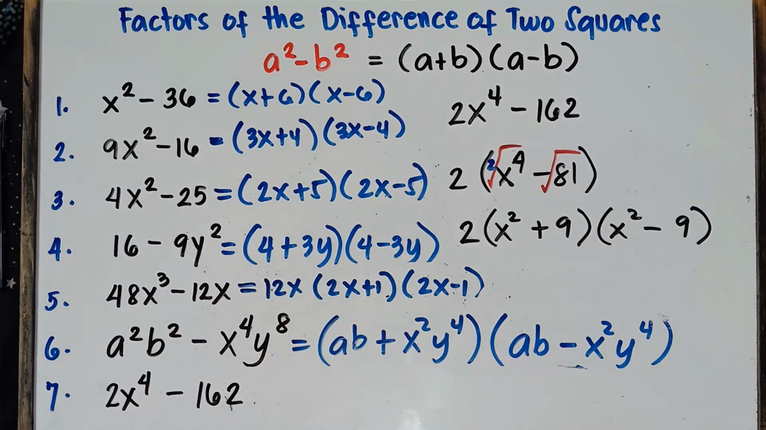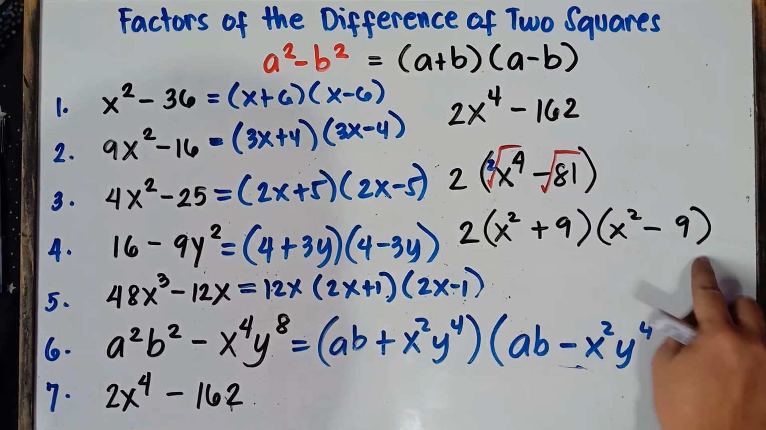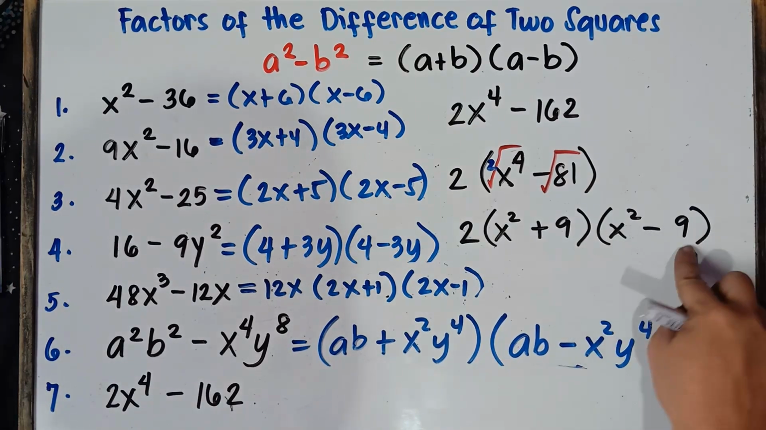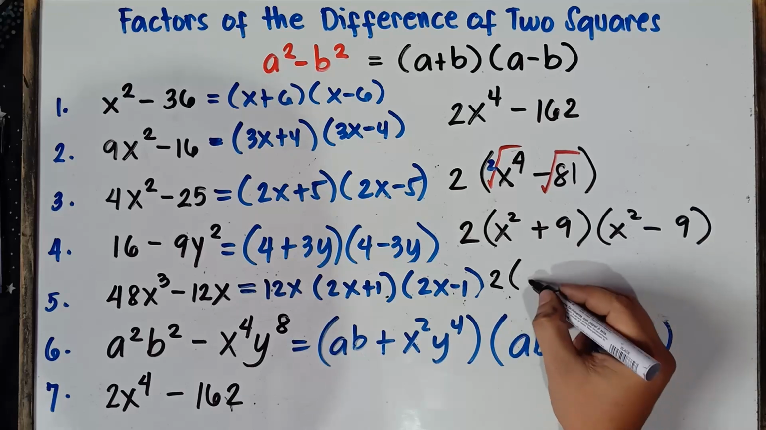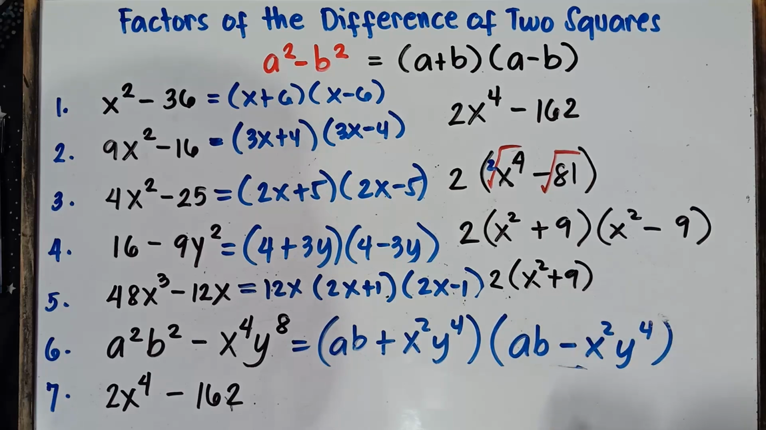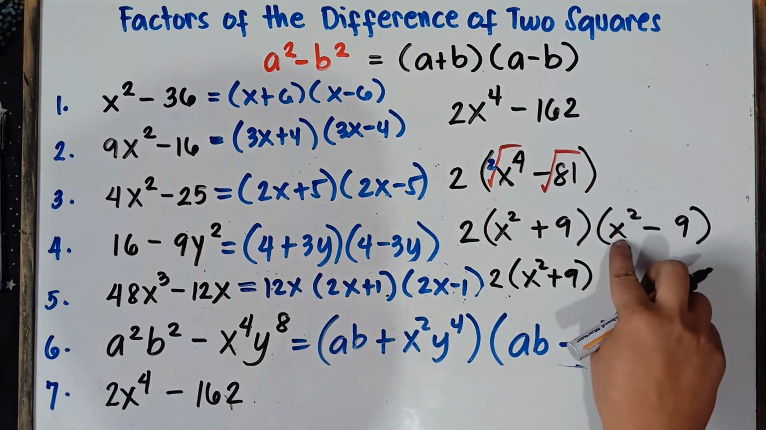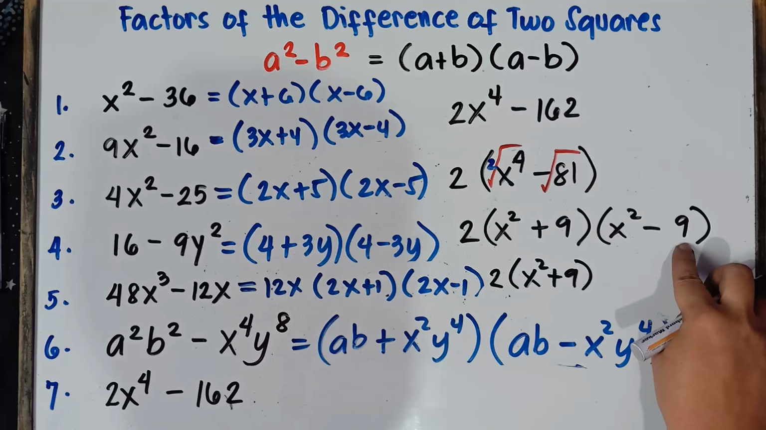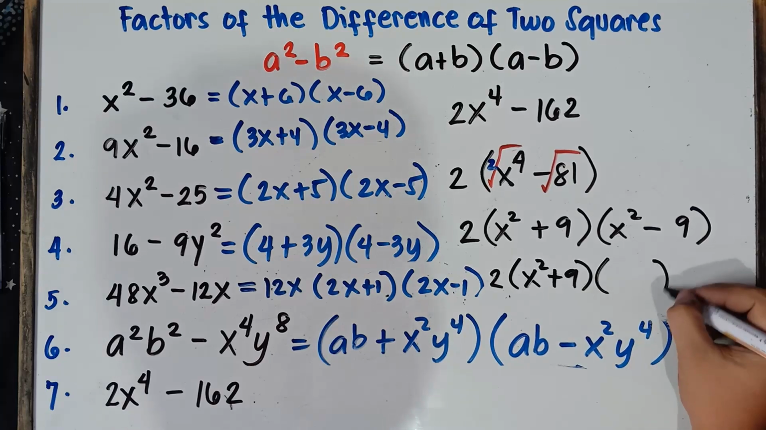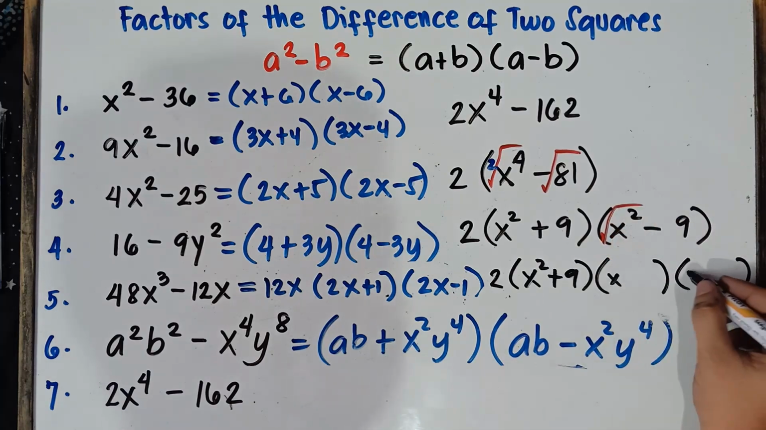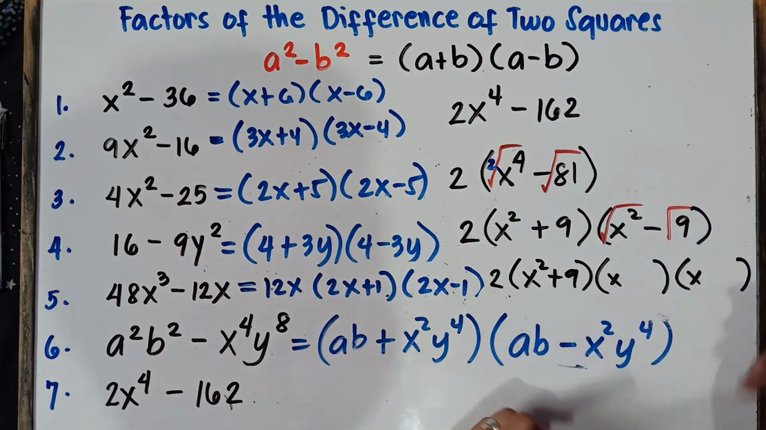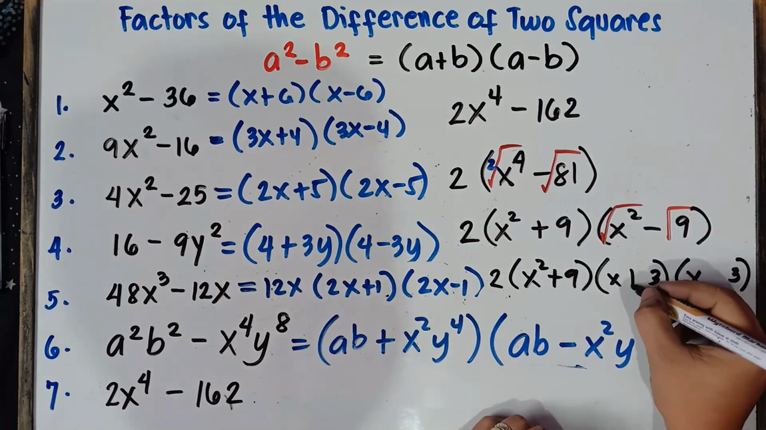Is that our final answer, class? Nope, this is not yet our final answer because we have a difference of 2 squares. This is a perfect square and this is a perfect square. So therefore, copy this one. We have 2 parentheses, x squared plus 9. Now we have minus sign. First term is a perfect square, the second term is a perfect square, so we need to put another 2 parentheses. The square root of x squared would be x. The square root of 9 would be 3. Copy, plus and minus sign.